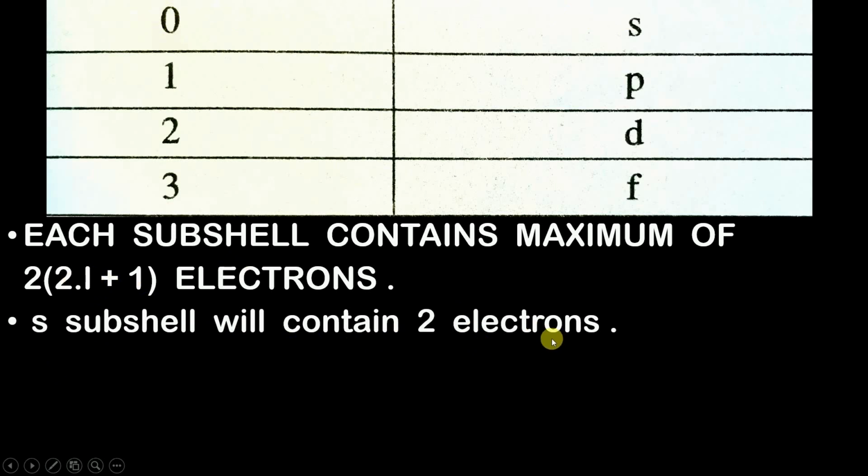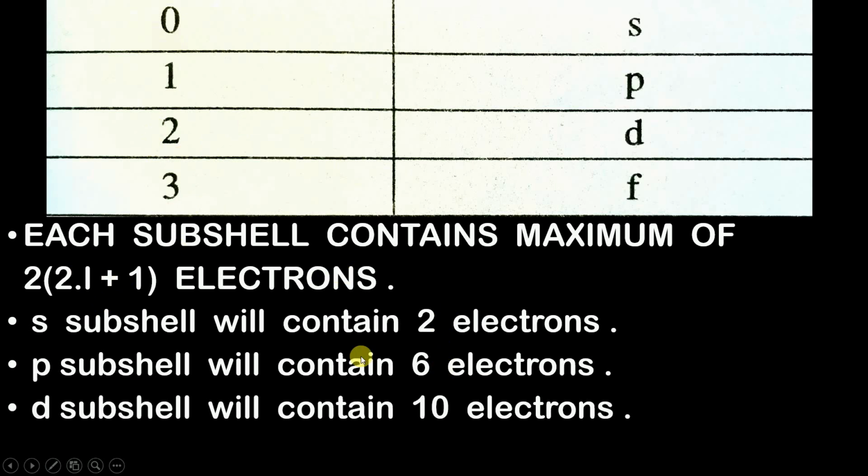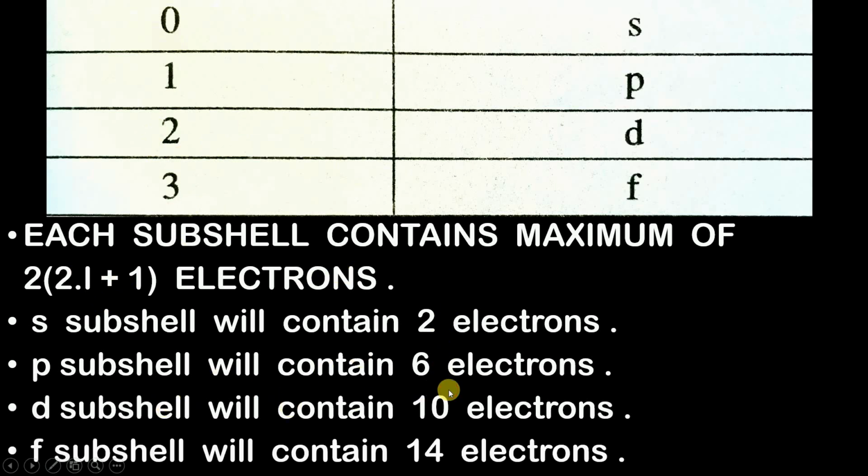Similarly, if you want to find out the maximum number of electrons that will be present in the P subshell, you will substitute the value of l as 1. After substituting, you get that the P subshell will contain a maximum of 6 electrons. Similarly for D, you have to substitute the value of l as 2. After substituting the value, you get that the D subshell will contain 10 electrons, and similarly the F subshell will contain 14 electrons.